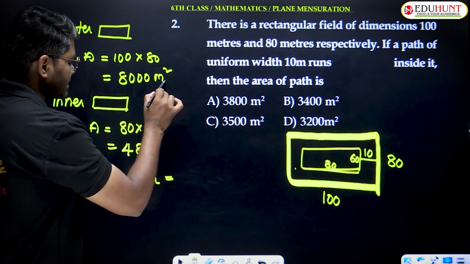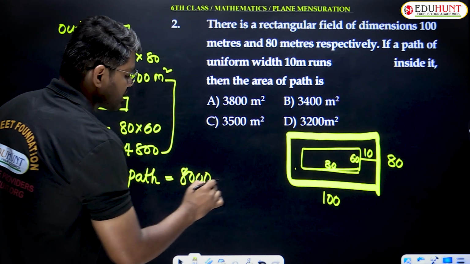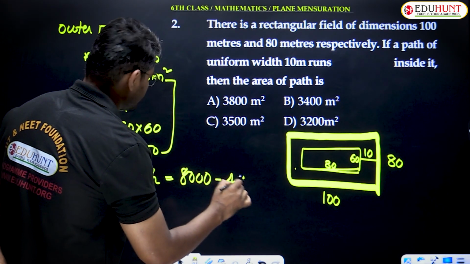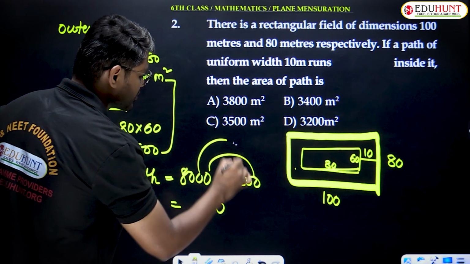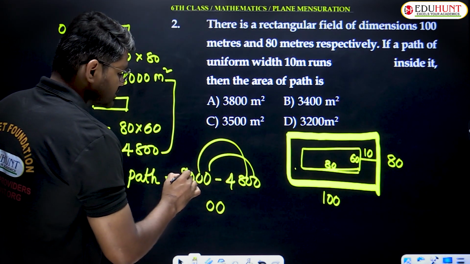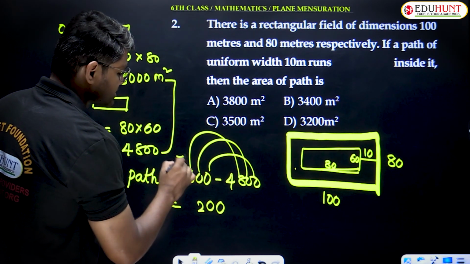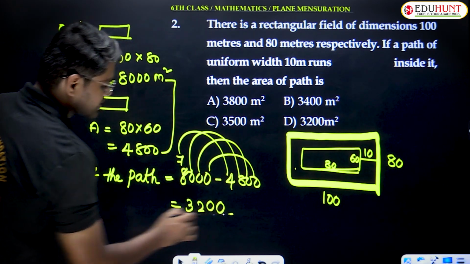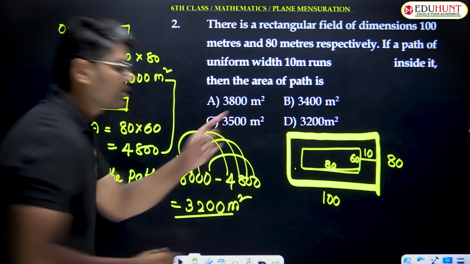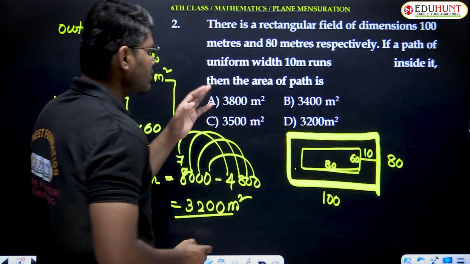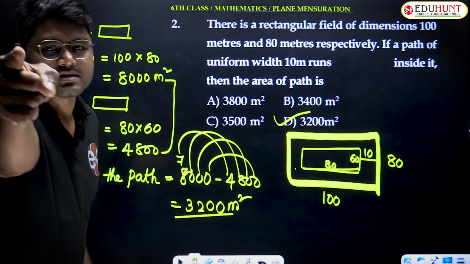That means this 8000 minus 4800. This 0 minus 0, 0. This 0 minus 0, 0. This becomes 10. 10 minus 8, 2. This becomes 7. 7 minus 4, 3. So 3200 meters square is the area of the path. Okay, so 3200. So option D is the correct answer for this question. Let's see the next one.